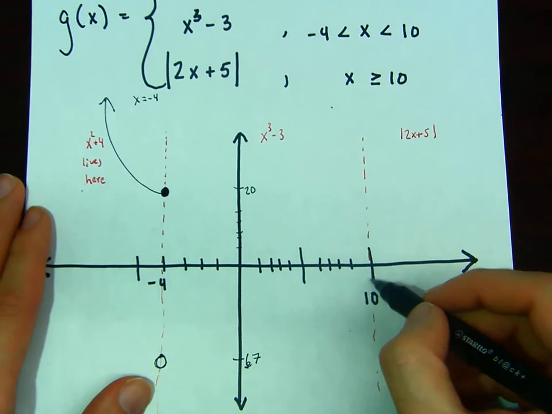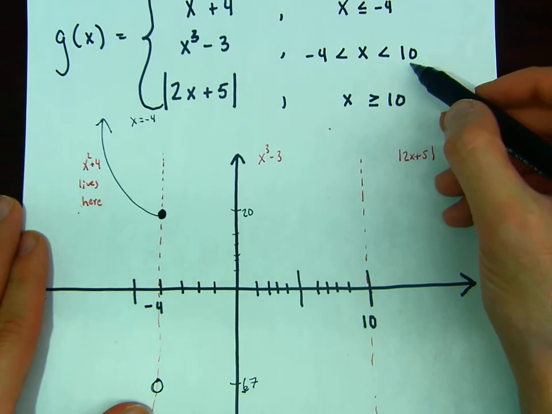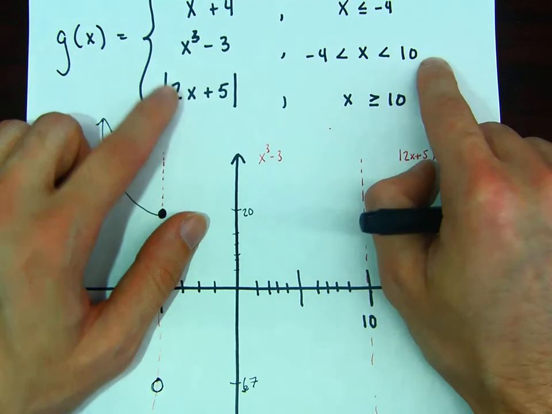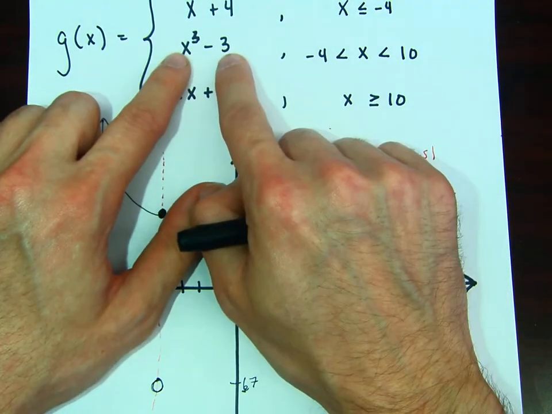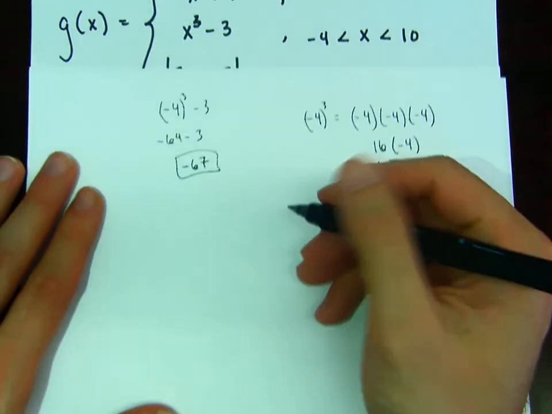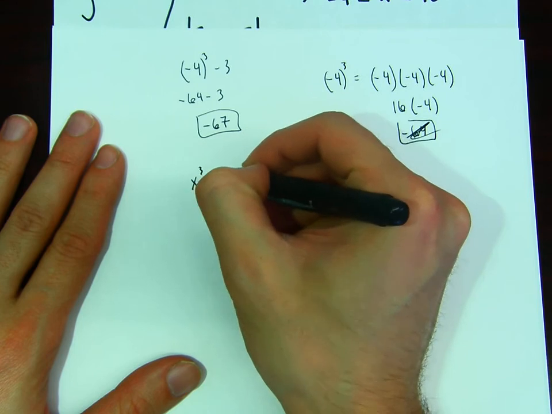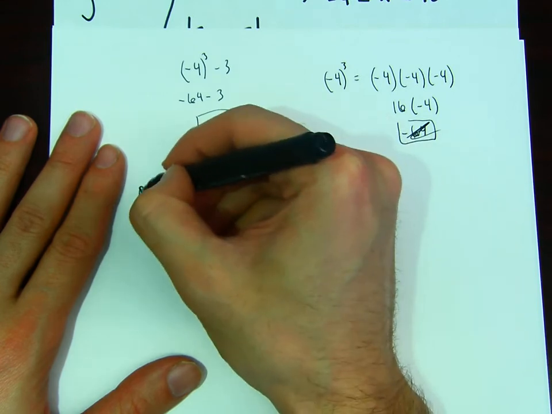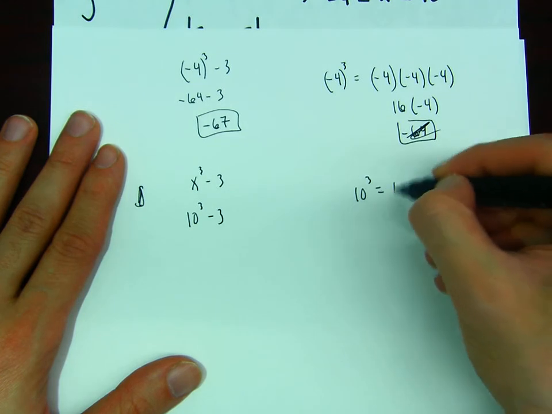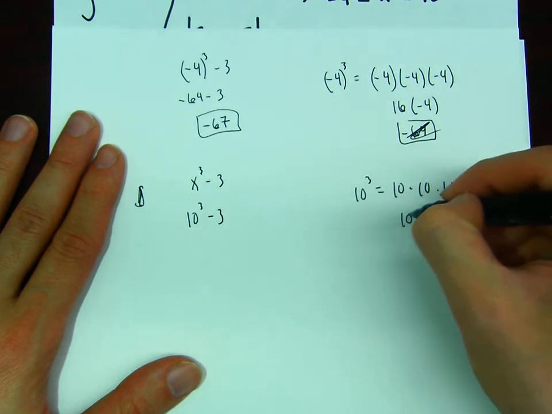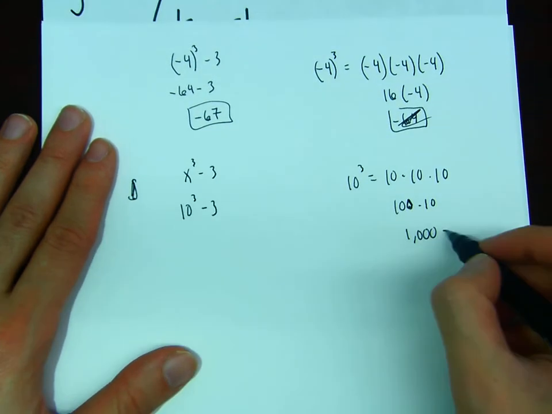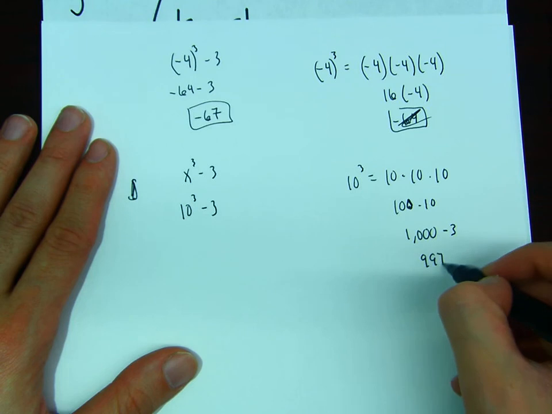So here, if we have 10, notice that when I plug in 10 into the function, it goes to the 2x plus 5, but let's see where it would go if it was at x cubed minus 3. So let's plug in 10. This is going to be 10 cubed minus 3. What is 10 cubed? That's 10 times 10 times 10. 10 times 10 is 100. Times another 10, that's 1,000. And then we're going to subtract 3, right? 1,000 minus 3 is 997.